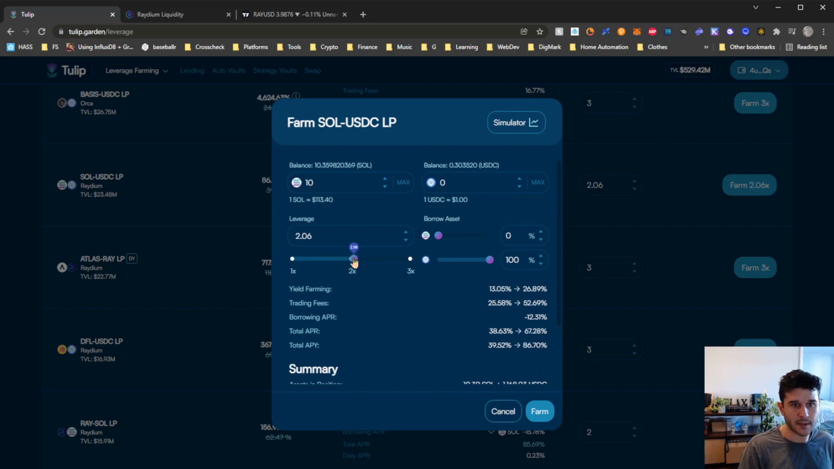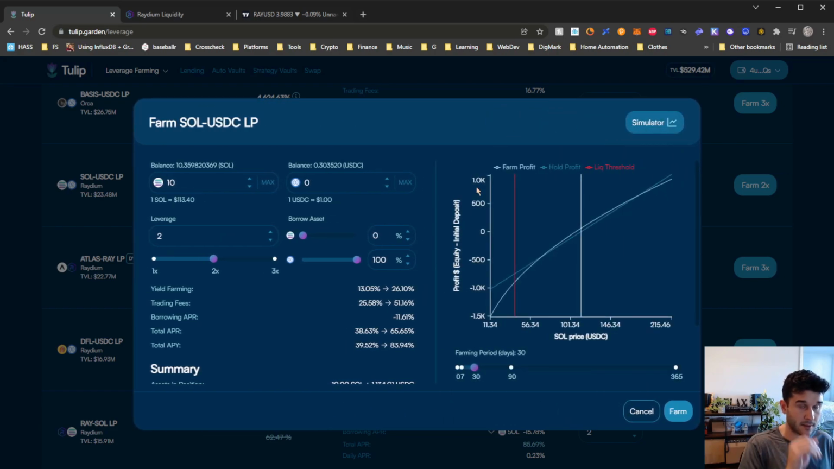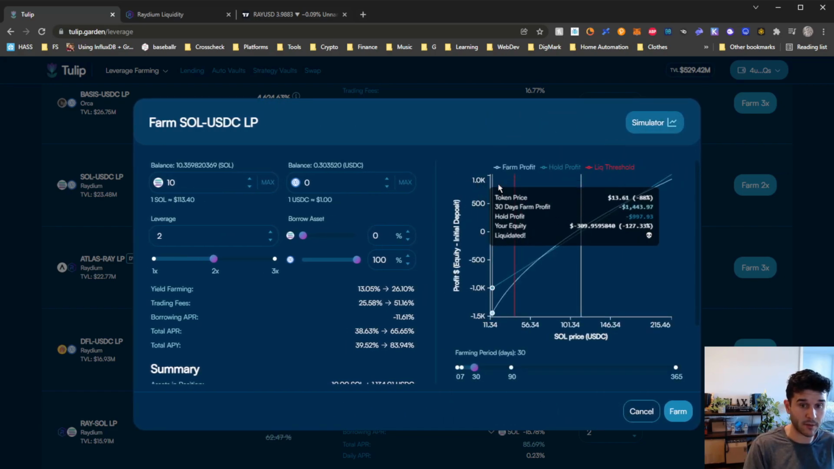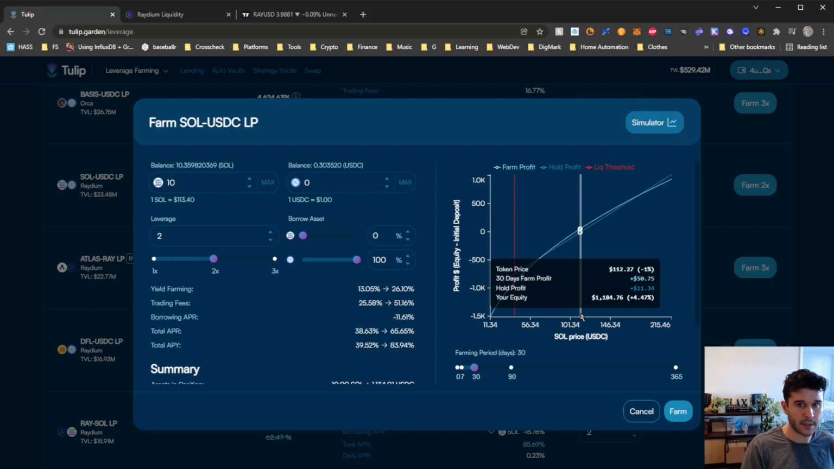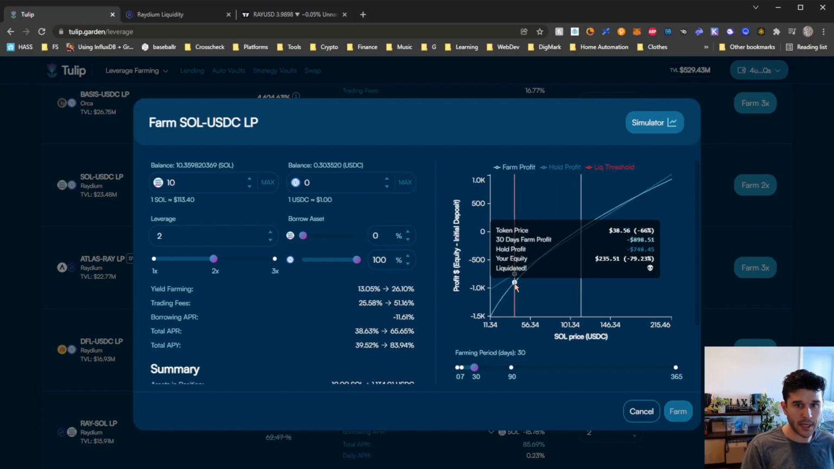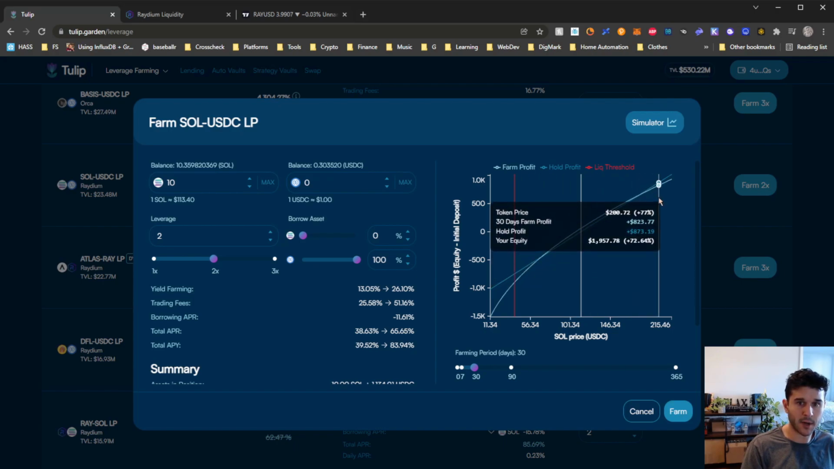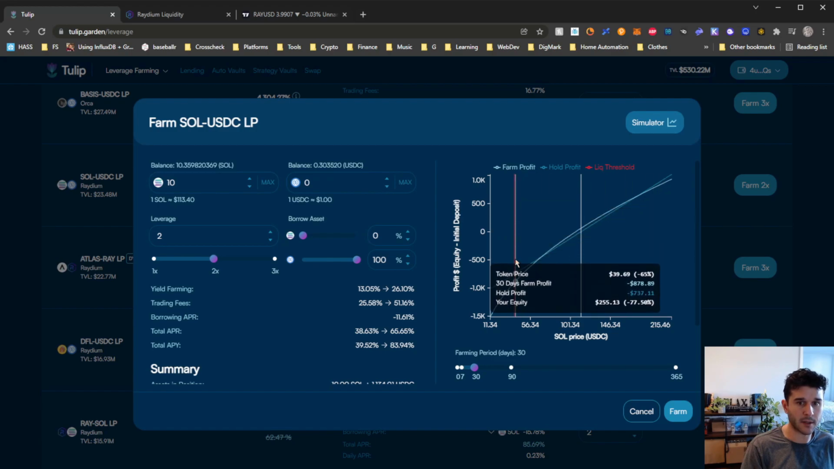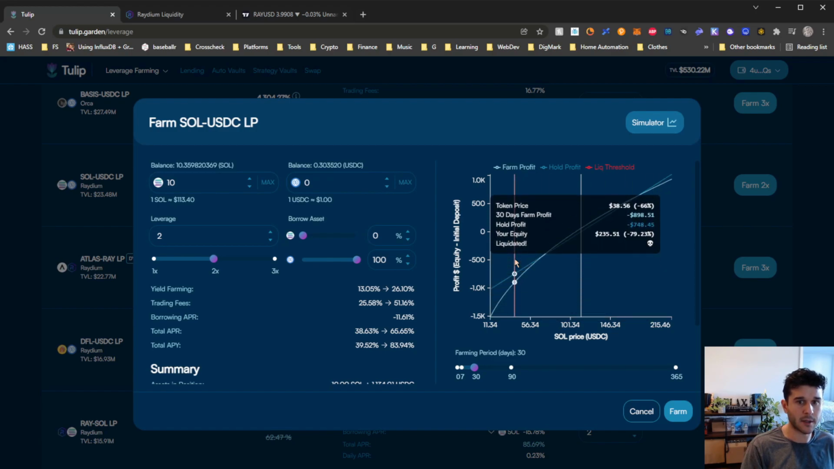So let's stick with 2x leverage for now. One other thing I really like about Tulip is it has this simulator, which really helps illustrate what's going on. So on 2x leverage, Solana right now is about $113. This red bar represents our liquidation price, and then these lines going up to the right represent the profit that we're going to be making. But let's focus on this liquidation price. So at 2x leverage, our liquidation price is 38.56. So Sol would have to drop down to 38.56 in order for us to get liquidated.